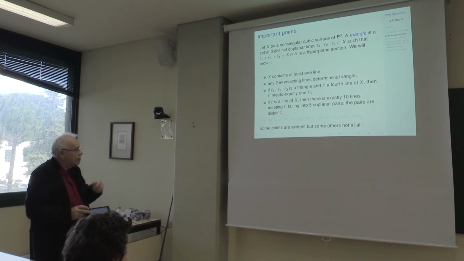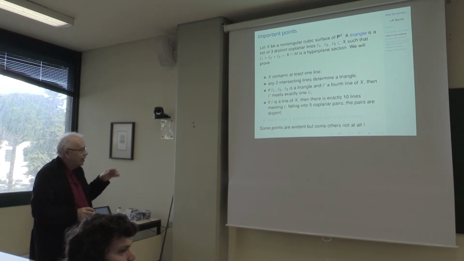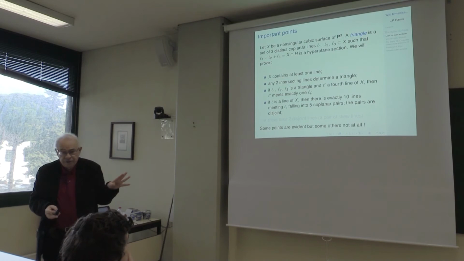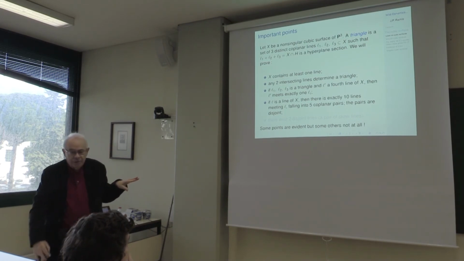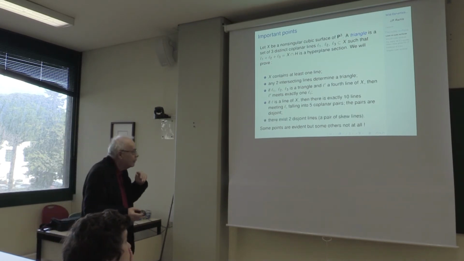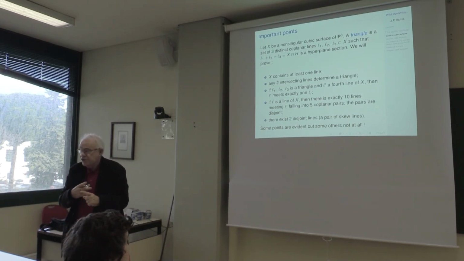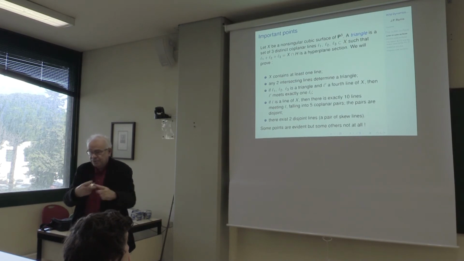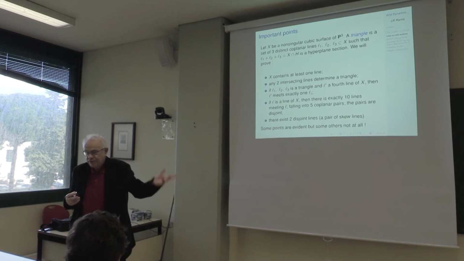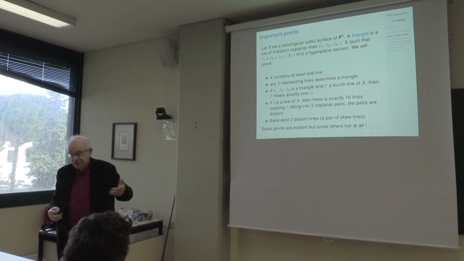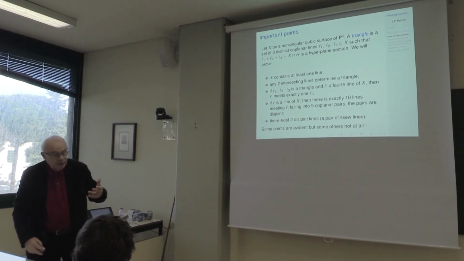An important point is this one. If you have a line, there are exactly 10 lines meeting it, and they fall into 5 coplanar pairs, and the pairs are disjoint. I will explain. This is very important for Painlevé. Also, something which is not trivial: there is a pair of skew lines, or disjoint lines. Using this pair, you can prove that your cubic surface is rational. In fact, it is equivalent to a blow-up of P2.